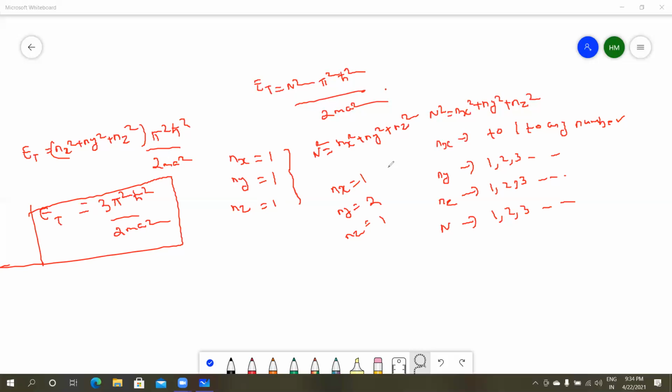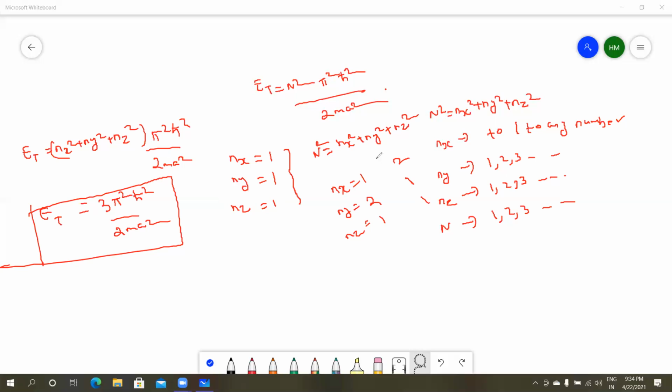Or you can take nx equal to 2, ny equal to 1, and nz equal to 1. You can go for this combination also. For this combination also you will get the same total energy, that is basically 6 pi square h square divided by 2m.